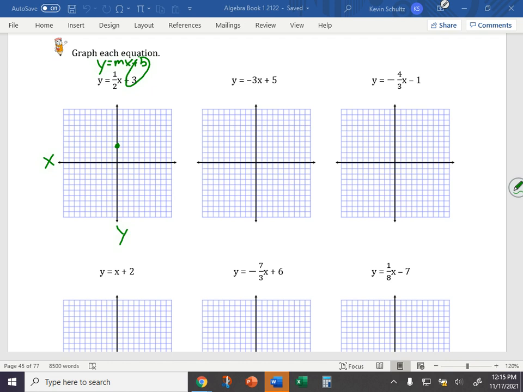Then our second step, use the slope, we're going to move at a rate of 1/2. Because it's positive, that means we're going up the y-axis. And then which direction do we always go on the x-axis?